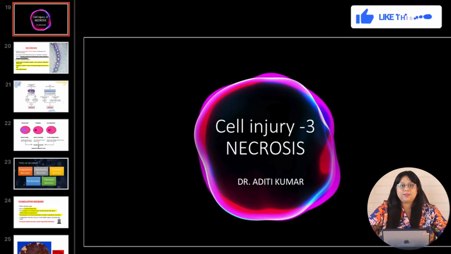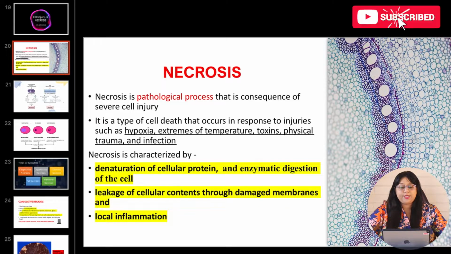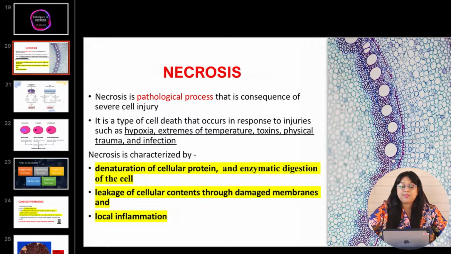What is necrosis? Necrosis is a type of cell death which occurs in response to injuries such as hypoxia, extremes of temperature, toxins, physical trauma, or infection. It is always a pathological process. Why am I emphasizing this? Because when I taught you about apoptosis, I told you that apoptosis could be both because of physiological and pathological causes. However, necrosis is always a pathological process.